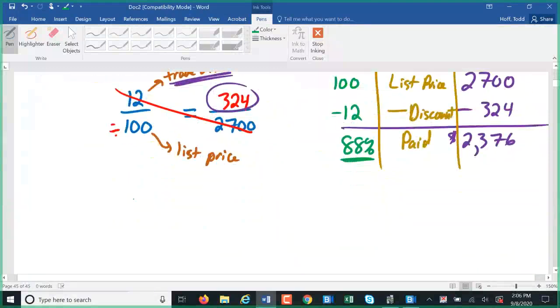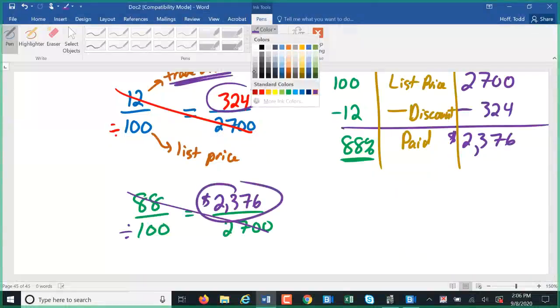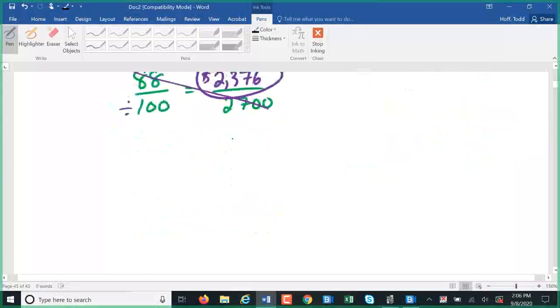The amount paid is 88% of the initial amount. So we could have taken 88% of that list price of $2,700. And when we cross multiply and divide, we would have had $2,376. So that could have saved us a little bit of work. Now, in a problem like this one, you're going to get to that same answer no matter what. You don't need to subtract the discount percent from 100. But there are problems where that's your only option.